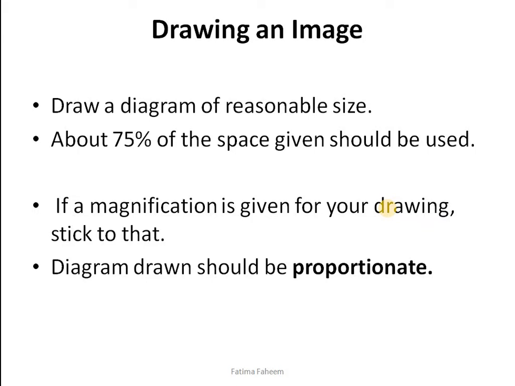Then the diagram that you are drawing should be proportionate. Proportionate means that if you are increasing the length, you will have to increase the width sidewise in the same manner as you have increased the length. For instance, if I have increased the length by 2 centimeters, I will have to increase the width by 2 centimeters also. So keep in mind that whatever increase you are making, it should be in all dimensions. The diagram should look proportionate.